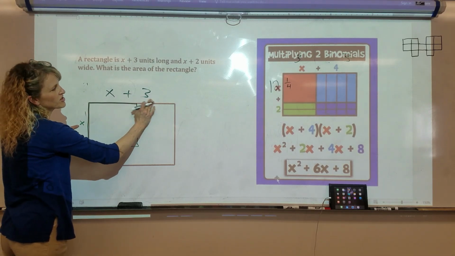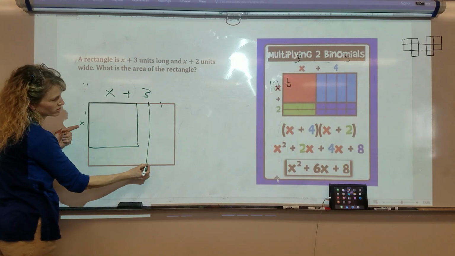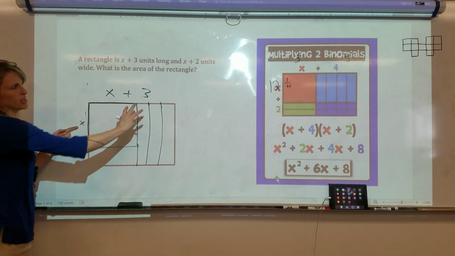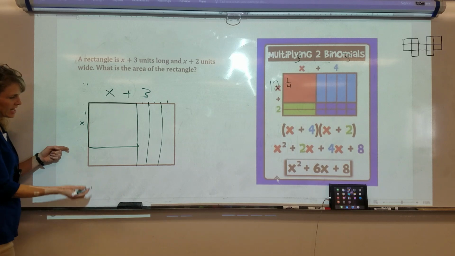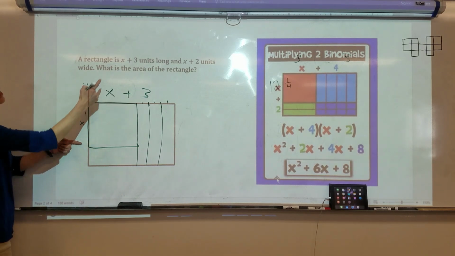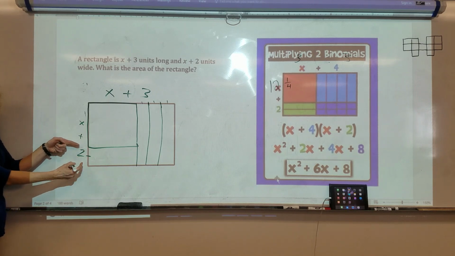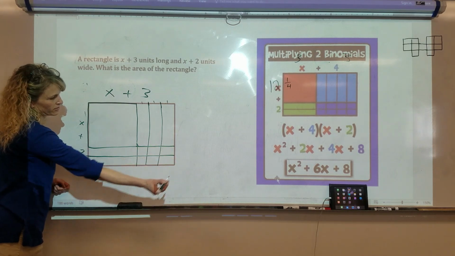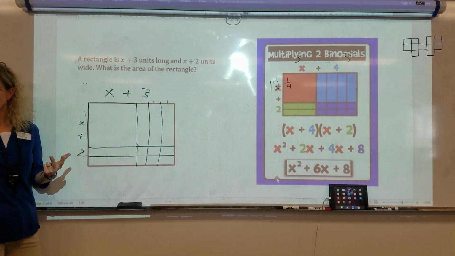But I need 3 units to go across here, so I'm going to divide this in 3 units. This has got to go all the way down. Continue that down, see if I've got 3 one-footers down there. And then on this side, I'm going to do a plus 2. So I need 2 across here, so I'm going to divide this in half. So the question is, if I were to add up all these pieces, what's my total area?